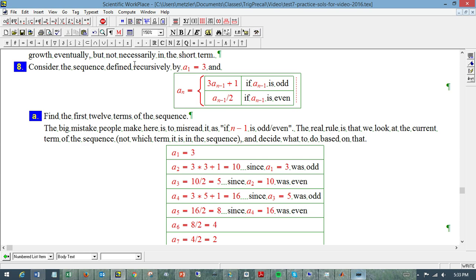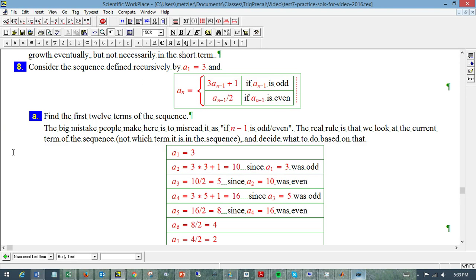Consider the sequence defined recursively by a1 equals 3, and a sub n is a fairly complicated gadget. It's a case statement, like a piecewise thing. It says triple your previous value and add 1 if your previous one is odd, and halve it if the previous one is even. That's very interesting. And this is not geometric. This is not arithmetic.